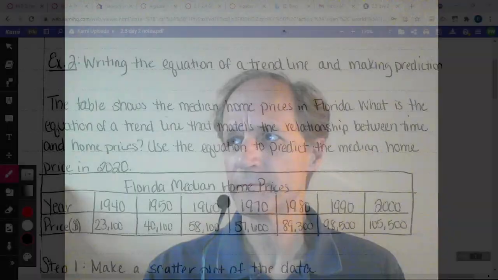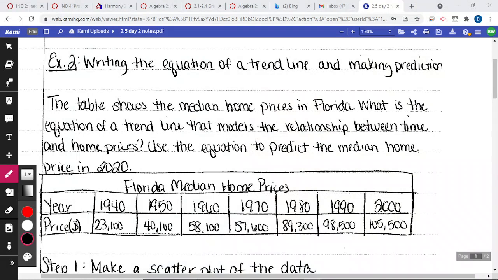Hello everyone. Yesterday we looked at trend lines and linear modeling, and today we're going to do more of that, looking at a concrete example. So let's get started. This is going to be writing the equation of a trend line and making a prediction.